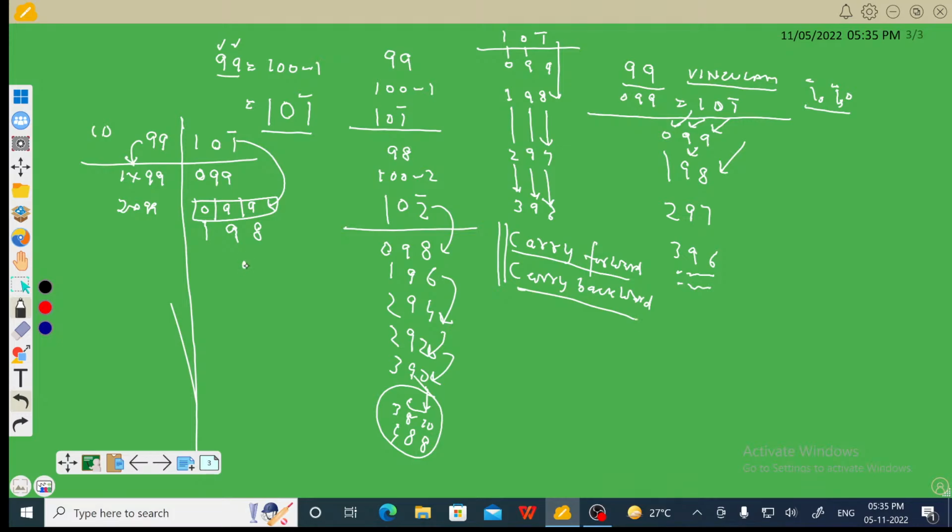Say for 97, we will have 1, 0, 3 bar, and then for the first step 0, 9, 7, then we will reduce by 3, 9, and 1. Again we will reduce by 3 and 2, and like that the carry backward rule.